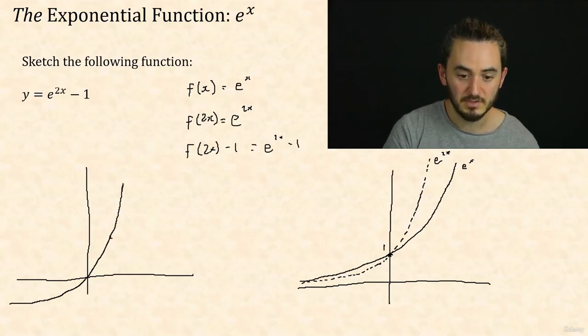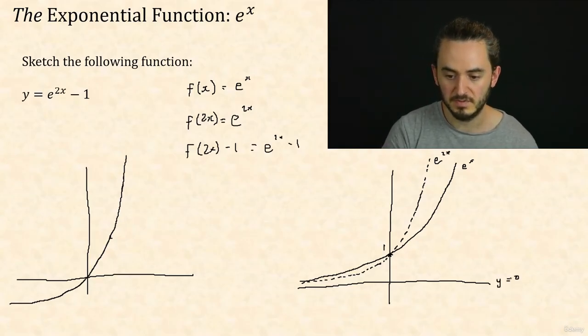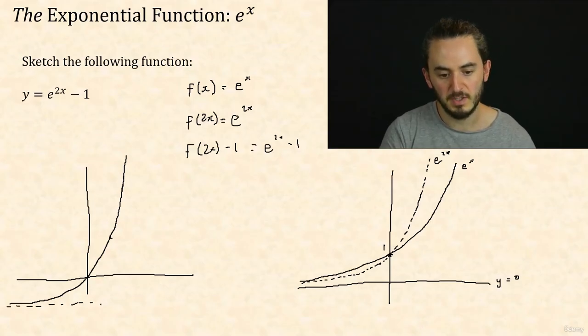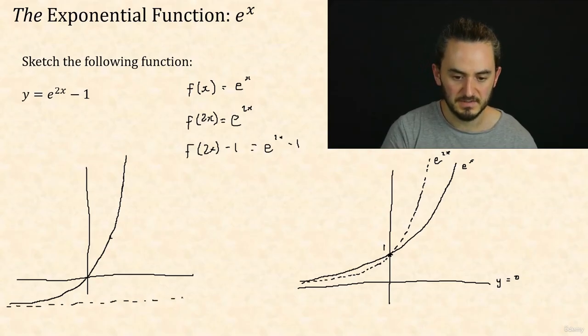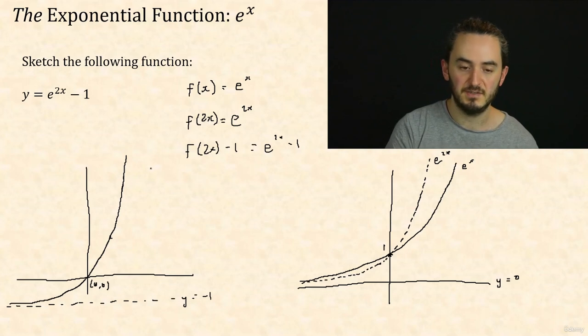So it's now going to be an exponential, slightly squished in, that goes up through the origin and then up it goes. It's got an asymptote because the normal e to the x has an asymptote at the x-axis, y equals 0, but now it's going to have an asymptote 1 unit below that. So we can put in a dotted line and say that's y equals -1. And this is, of course, the origin here. So there's a sketch of e to the 2x minus 1.